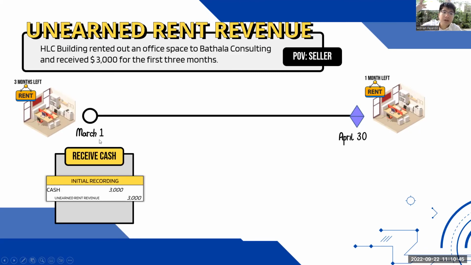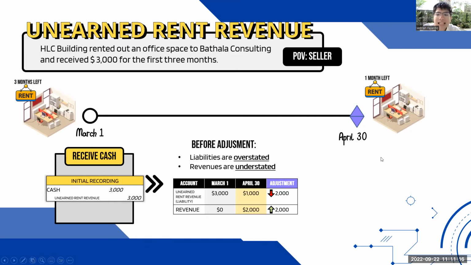After 2 months, 1 month left na lang yung natitira sa kanya, right? So, from the perspective of HLC, when I received the cash, nag-increase yung cash ko. So, debit cash, 3,000. Pero, I can't recognize that as revenue. Hindi ko pa nasa-serve yung 3 months ng rent niya. So, I have a liability na for the next 3 months, I have to make sure na walang problema sa pag-rent niya. And therefore, I recognize a liability called unearned rent revenue. Unearned rent revenue is a liability.